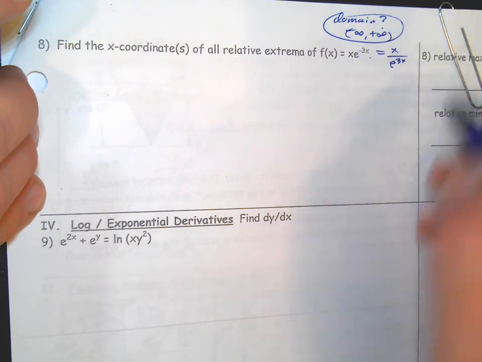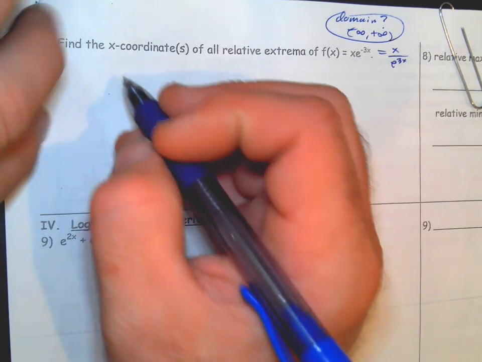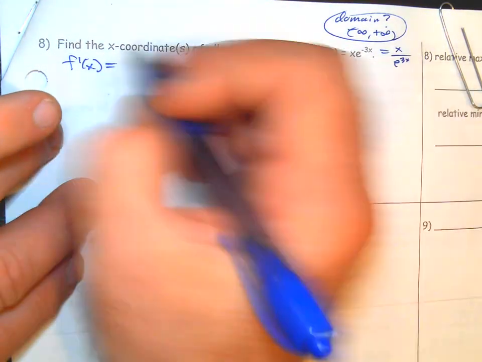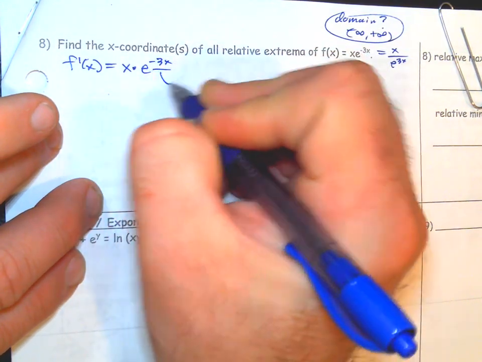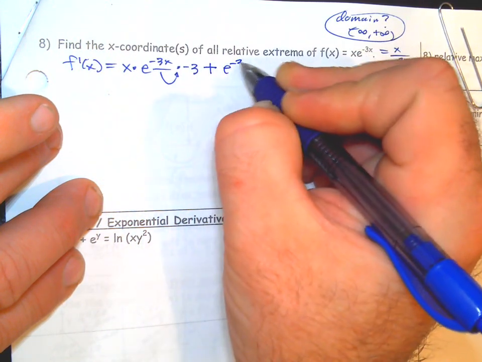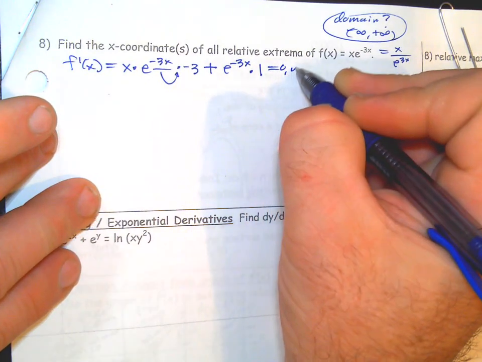So I'm probably going to look for some kind of comment on these problems. Okay, relative extrema. So we have to take the derivative. And there's a product rule here. x times the derivative of e to the negative 3x is e to the negative 3x times the derivative of what's inside, which is negative 3, plus e to the negative 3x times the derivative of x, which is 1. We're going to set this equal to 0 or undefined.